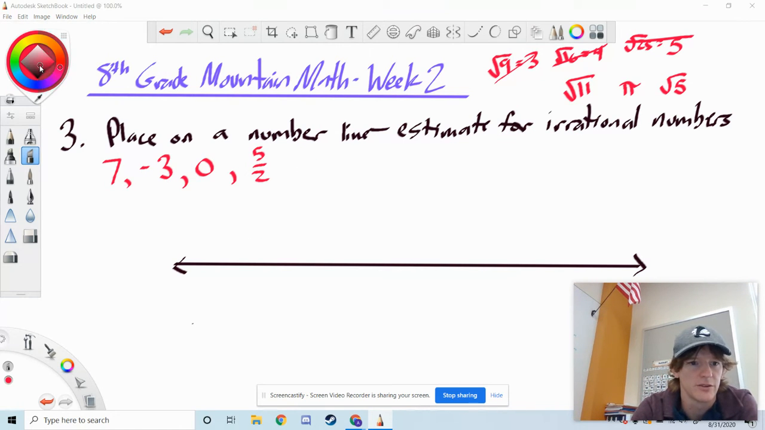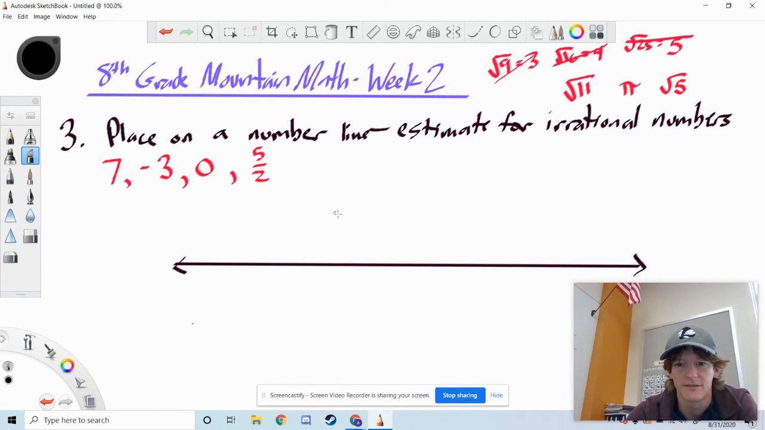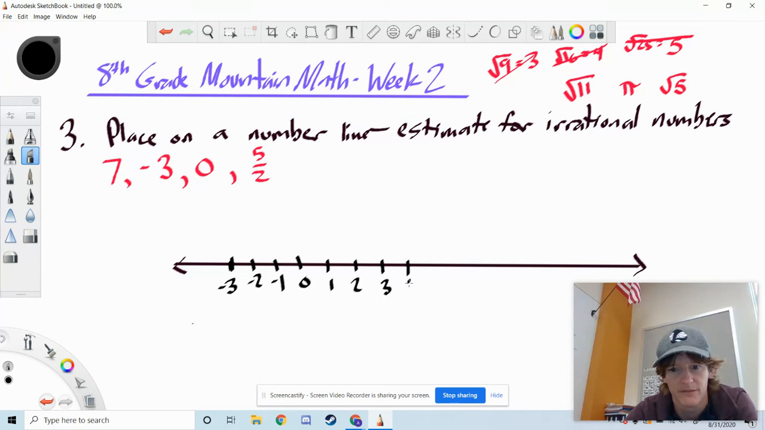So we need to set up our number line. We've got a negative, we've got a positive, we have a fraction, we have a 0. So we're going from -3. That's our smallest number. So I'll go ahead and start right here. Here's -3, -2, -1, 0, 1, 2, 3, 4, 5, 6, 7.